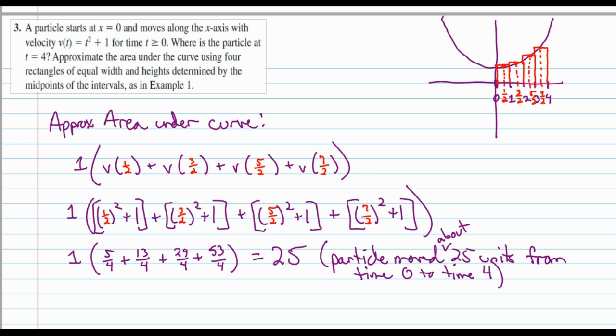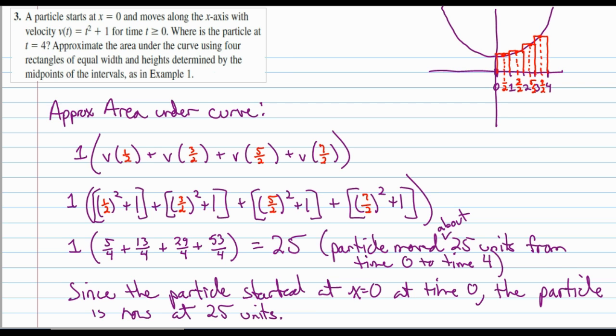Well, the answer technically is 25 units, but that's only because it started at 0 units. The particle moved 25 units, which means since the particle started at x equals 0, position 0, at time 0, the particle is now at 25 units. See, if the particle would have started at maybe position 10 and moved 25 units, it would now be at position 35. So it just depends on where it started. 25 is the amount that it moved.